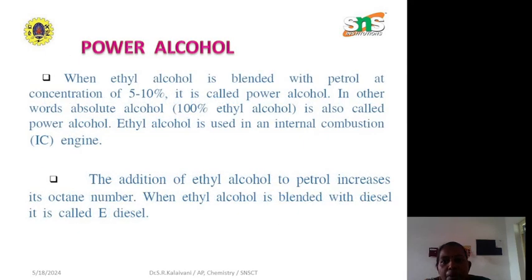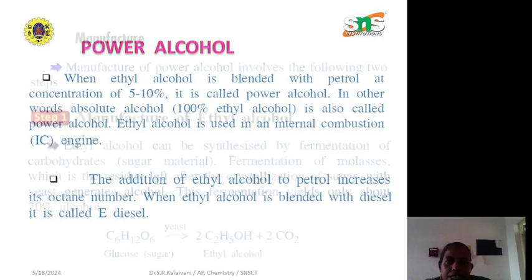Next topic, power alcohol. When ethyl alcohol is blended with petrol at a concentration of 5 to 10%, it is called power alcohol. In other words, absolute alcohol, 100% ethyl alcohol, is also known as power alcohol. Ethyl alcohol is used in an internal combustion engine. The addition of ethyl alcohol to petrol increases its octane number. When ethyl alcohol is blended with diesel, it is called e-diesel. Power alcohol and e-diesel act as biofuels.